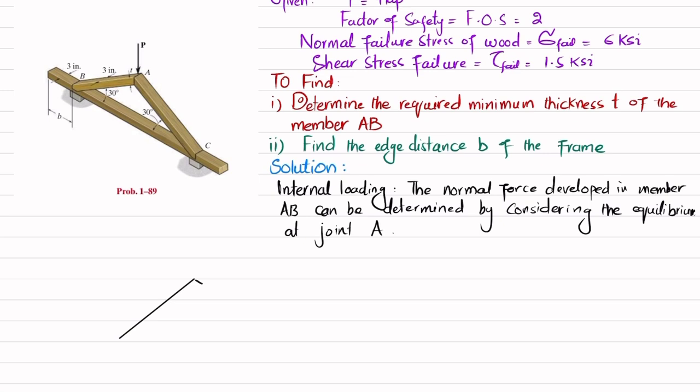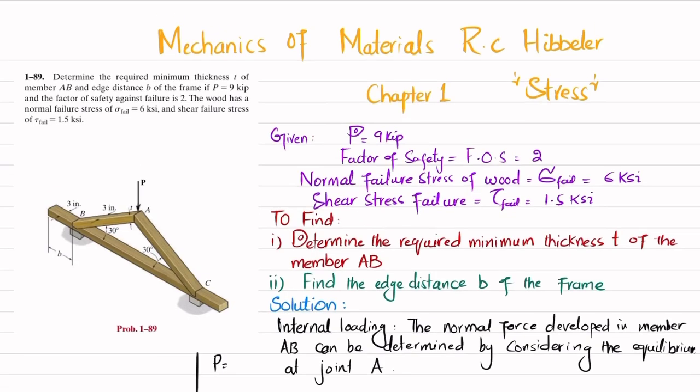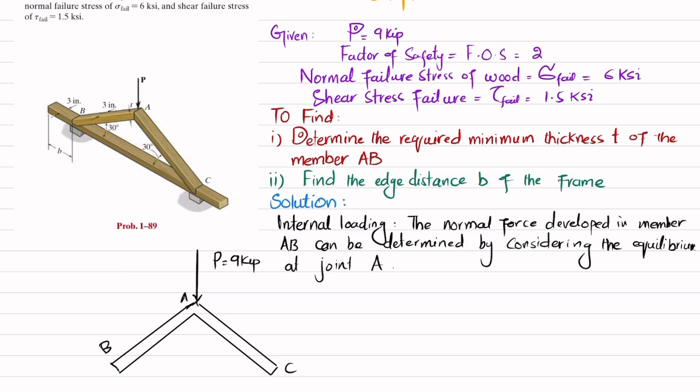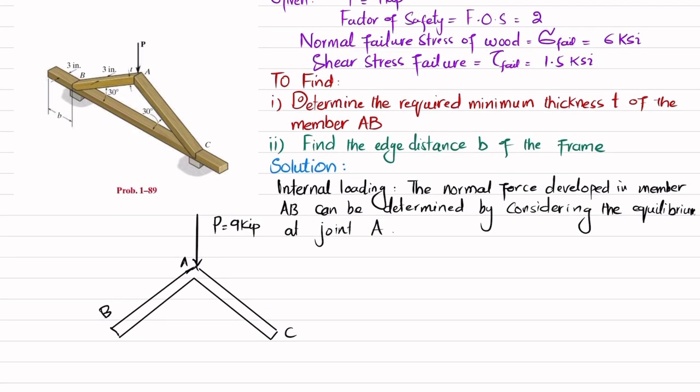This is member AC and this is member AB. This is B, this is your point A and this is your point C. At A we have a vertical load of P, which is given as 9 kips. When you cut section B, you will have a reaction force acting on section AB. Let this force be FAB, and when you cut it, you will have a normal axial force, which will be equal to FAC.